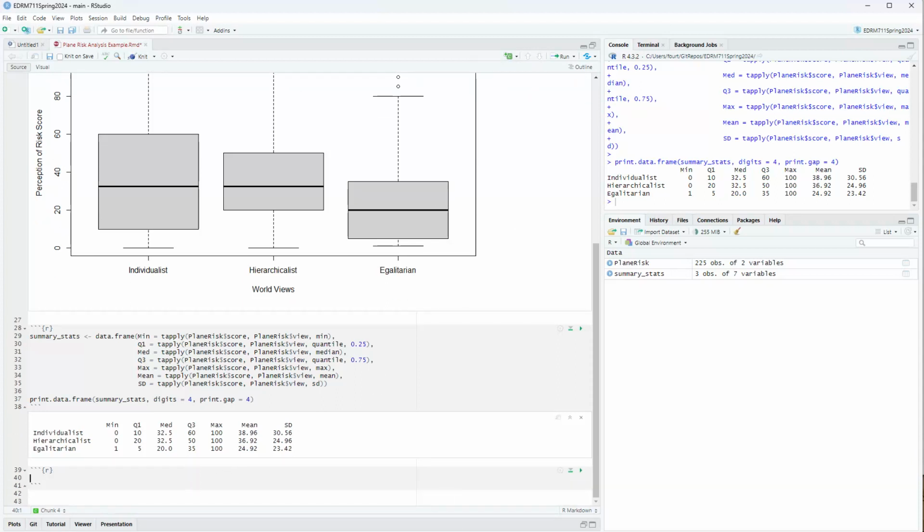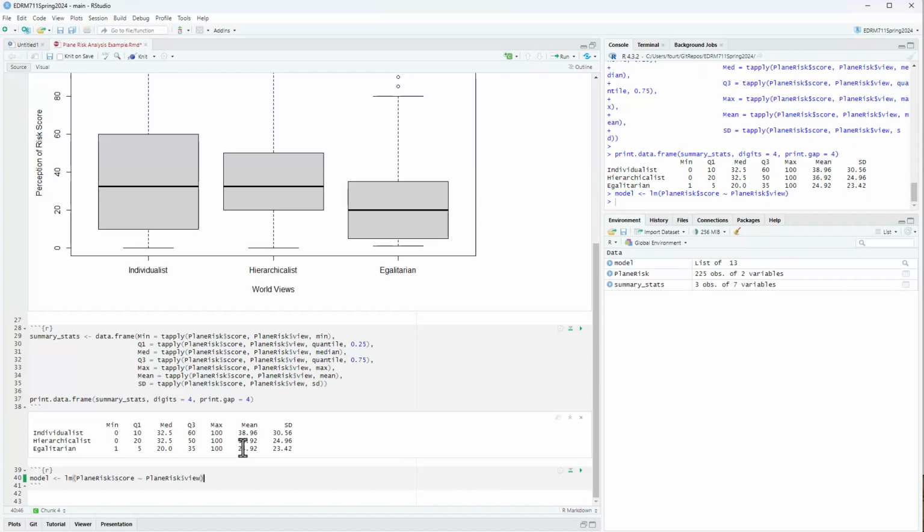And I'm going to start by creating a linear model, just as I did in previous videos in which we had a quantitative explanatory variable. Here is the function, linear model, LM, and I am modeling the response variable, which is quantitative, as a function of the explanatory variable, which is categorical, the different worldviews. Let me go ahead and run that. I'm saving this in model so you can see that it has appeared over here in my environment.